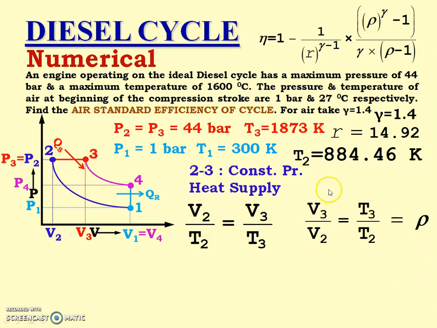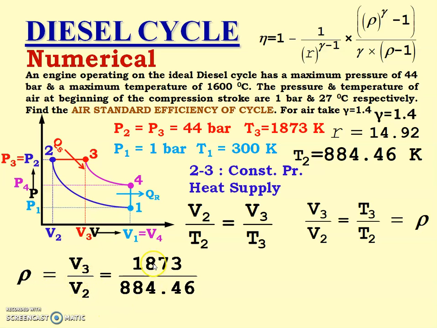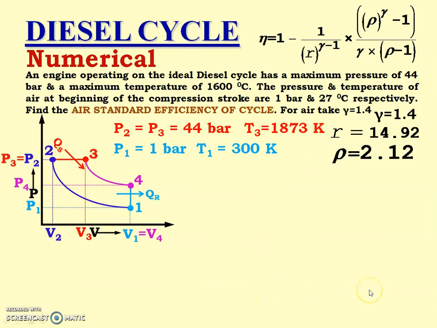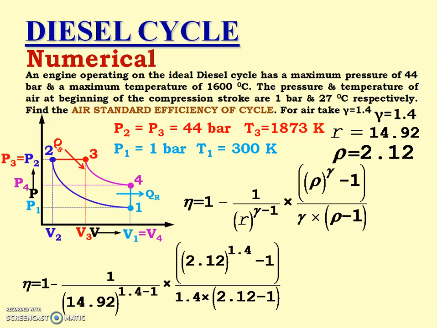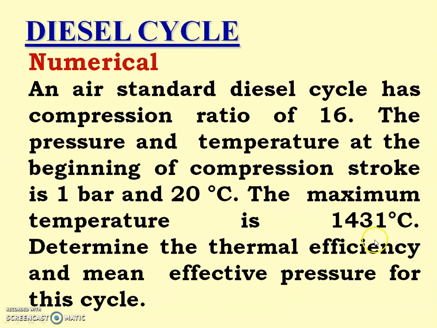So substituting this value, we can calculate the V3 by V2. So rho is equals to V3 by V2 is equals to T3 by T2. On calculation, rho is equals to 2.12. So now we have got the value of R, 14.92. We have got the value of rho, that is 2.12. Gamma given in the numerical. So using this equation of efficiency, we can calculate the air standard efficiency of diesel cycle. Substituting these values, and on calculation, efficiency is equals to 59.7%.